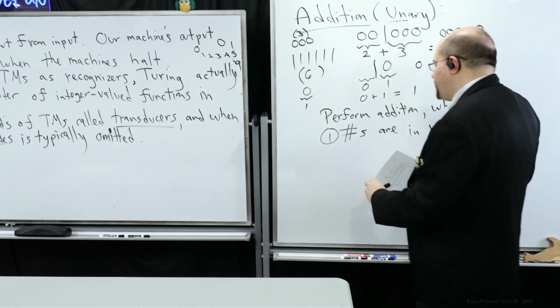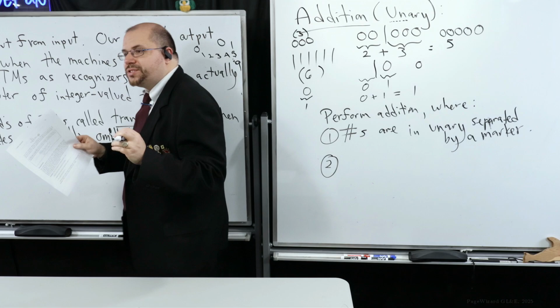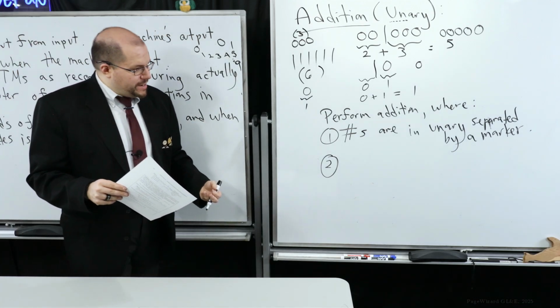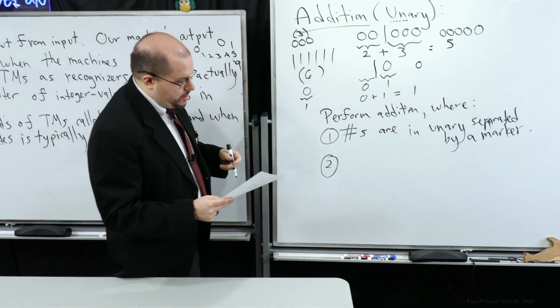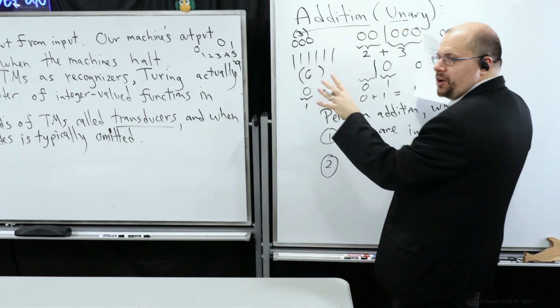So first, we're going to have these numbers. The numbers are going to have the form as follows. I'm going to use zeros to represent the quantities. I'm going to use a 1, like I said, as a separator, so I know what the two values are.